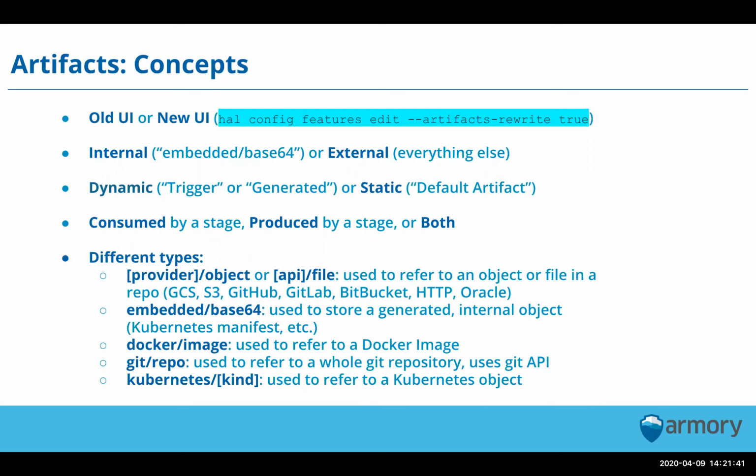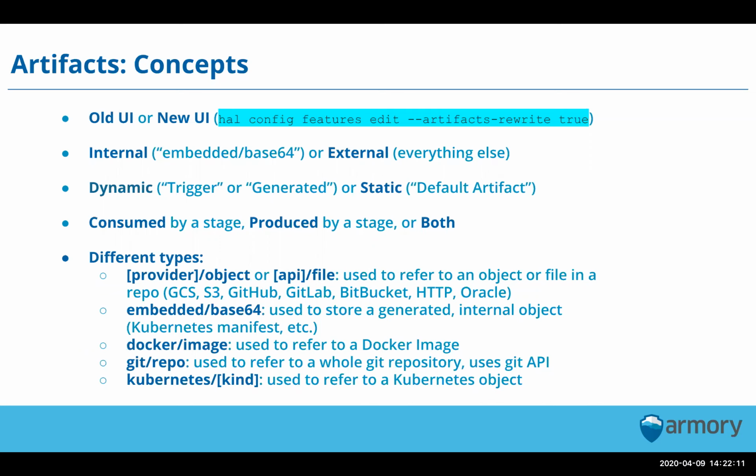If you're using Halyard, you say hal config features edit --artifact-rewrite true. If you're using Operator, there's an equivalent flag. If you're not using Halyard, I think you go into Deck, and in your settings.js there's an equivalent flag that says turn on the artifacts rewrite. It basically makes the overall process for working with artifacts much easier. So I'm going to talk about some of the artifact concepts, and then I'll explain why the new UI is better.